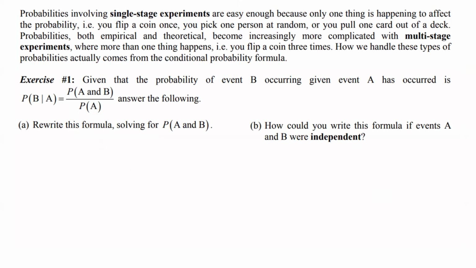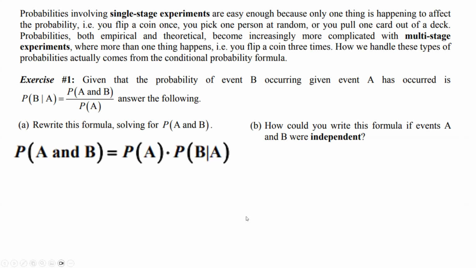Flip a coin 3 different times. How we can handle these types of probabilities actually comes from the conditional probability formula. Given the probability of an event B occurring given A has occurred, answer the following. Rewrite this formula, solving for P of A and B. So remember, to get the top part by itself, I get rid of dividing by the P of A by multiplying both sides by P of A.